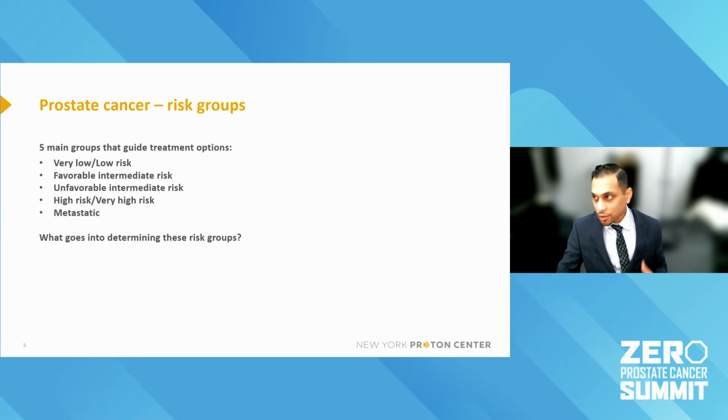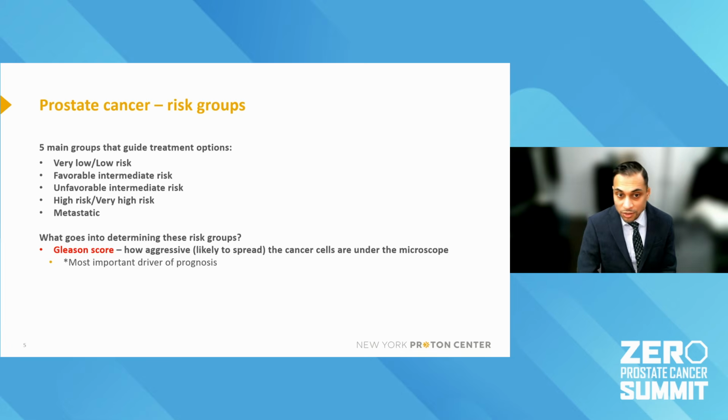Now, what are the components that go into these risk groups? This is also something very important to learn, and this is the information gathering that I was talking about. So once you have your diagnosis, you want to get these other components as well, starting with the Gleason score. So the Gleason score is after you get your biopsy and these cells are sampled and they're looked at under the microscope by a pathologist. This tells us the intrinsic aggressiveness of the cancer itself.